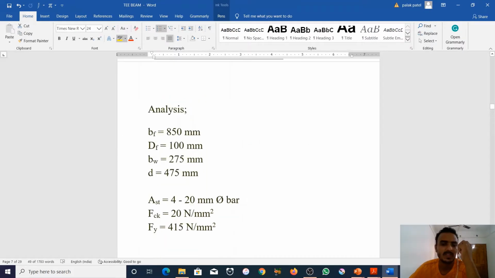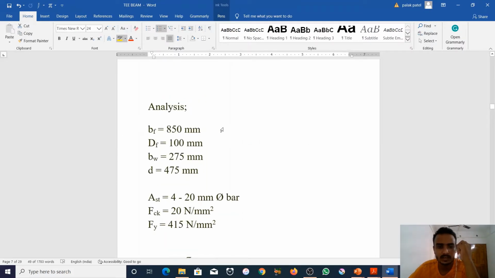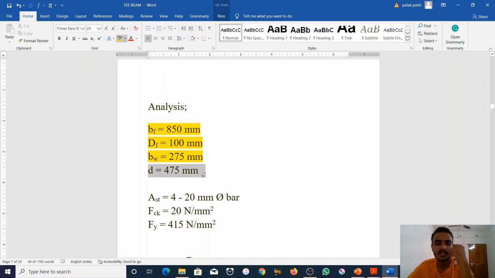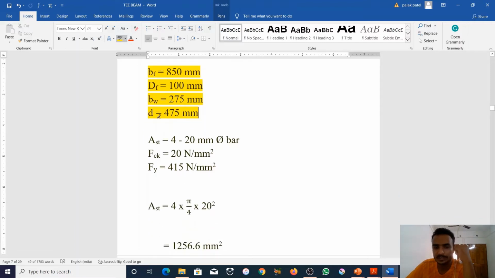Okay, so these are the given data: width of flange, depth of flange, effective width of rib, and effective depth of beam. Width of flange is 850, depth of flange is 100 mm, width of web is 275 mm and effective depth 475 mm. Area of steel, 4 into 20 mm diameter bar.